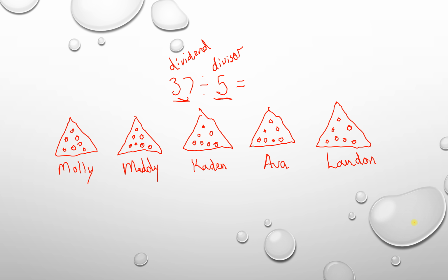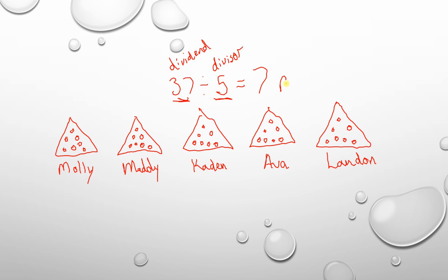I was able to give each student, where's my pen? There it is. 1, 2, 3, 4, 5, 6, 7. So I come up here for my quotient. I gave each student 7.